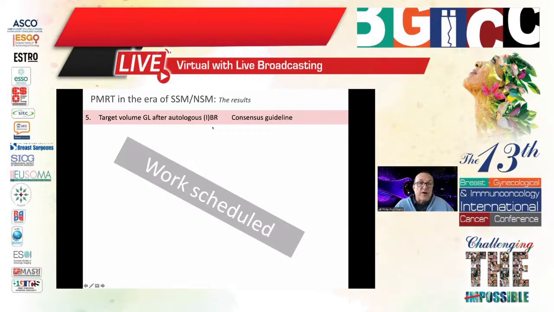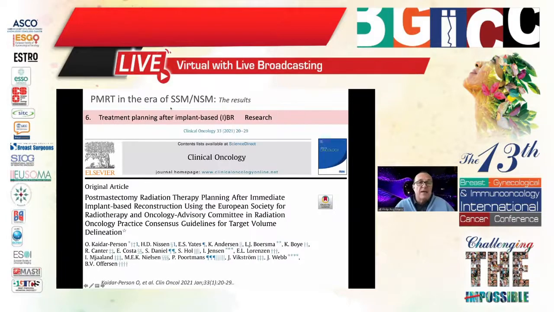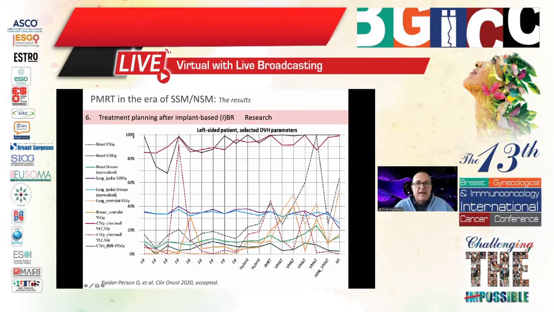The consensus guideline for after autologous reconstruction is work in progress. Treatment planning after implant-based reconstruction is published this year. It's very recent, online already. And what you can see is that, independent of the technique, field-in-field, hybrid, IMRT, VMAT, tomotherapy, you can obtain sufficient coverage of the CTV chest wall and of the internal mammary lymph nodes, and to some extent also sufficient sparing of normal tissues.